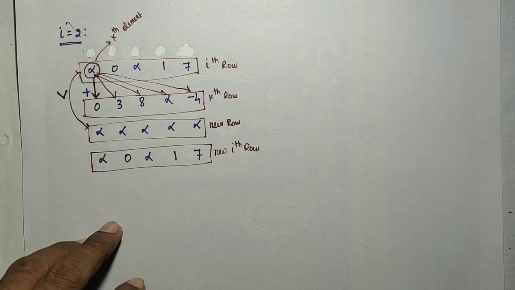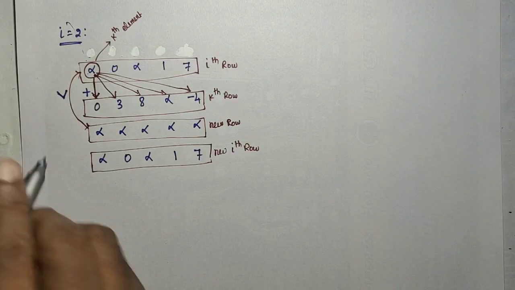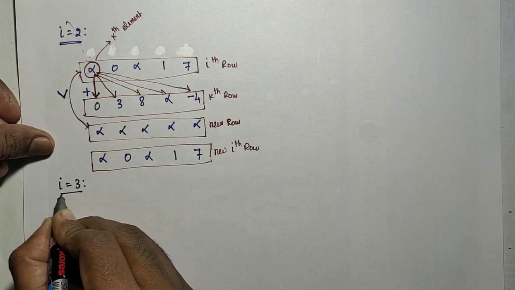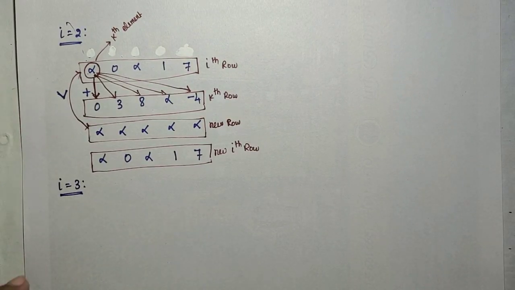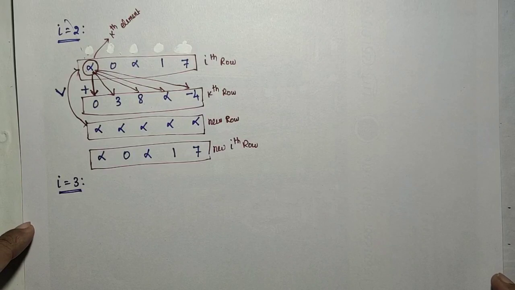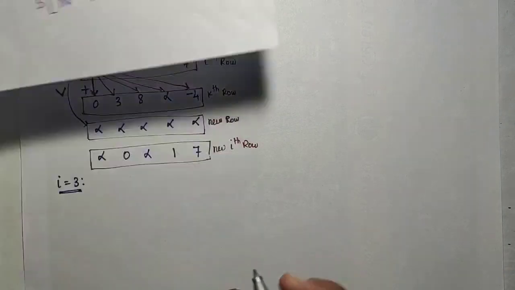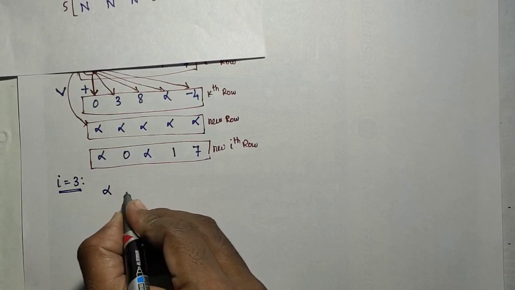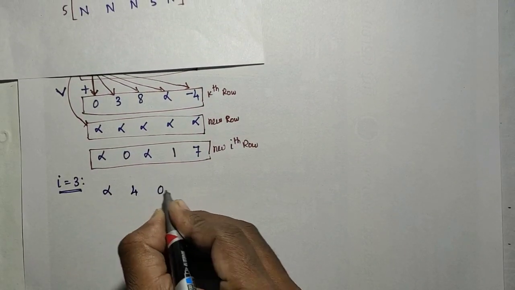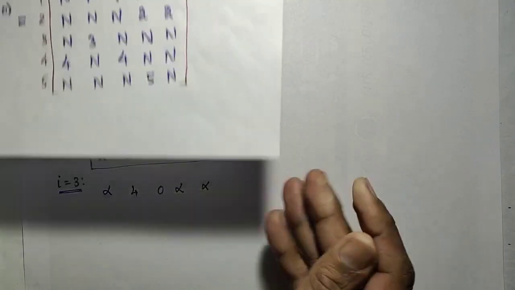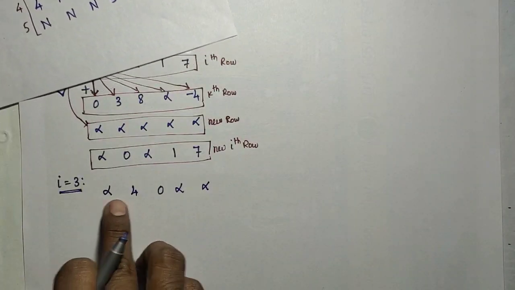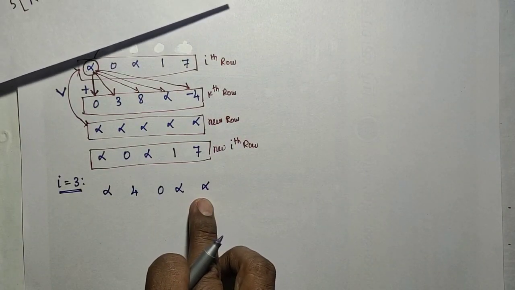So next, I equal to 3. I equal to 3 means I need to update the third row. The third row is nothing but infinity, 4, 0, infinity and infinity. So this is the ith row, and we have copied it. Whether changes are needed or not, we need to decide now.